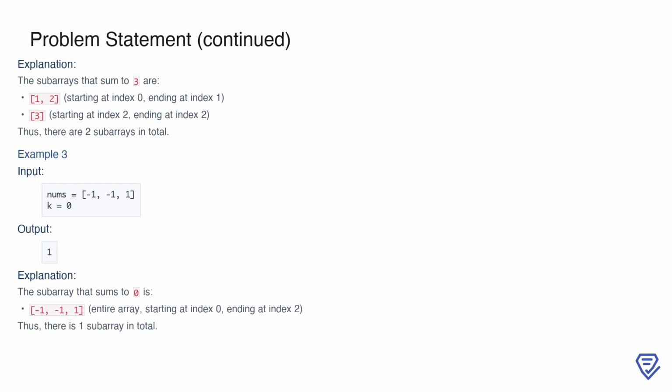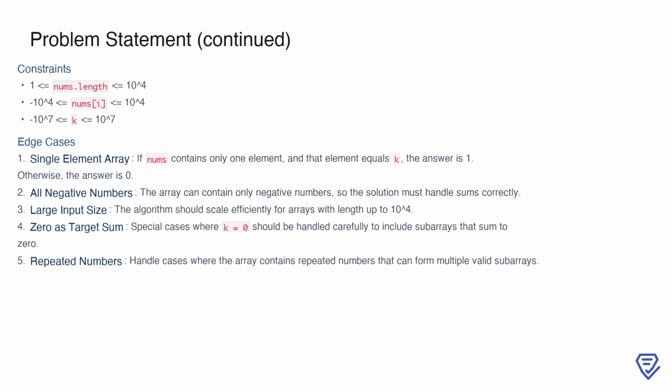These examples illustrate the diverse scenarios that can arise, such as arrays with negative numbers, subarrays of different lengths, or even cases where the target sum is 0. The solution must account for all of these possibilities. This problem also comes with constraints and edge cases that need to be handled carefully.